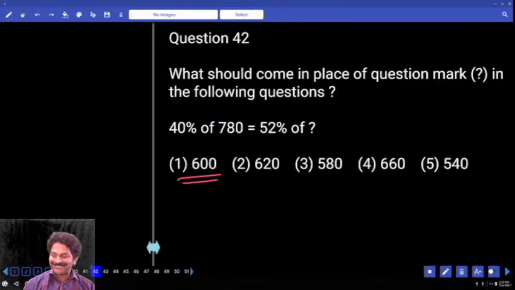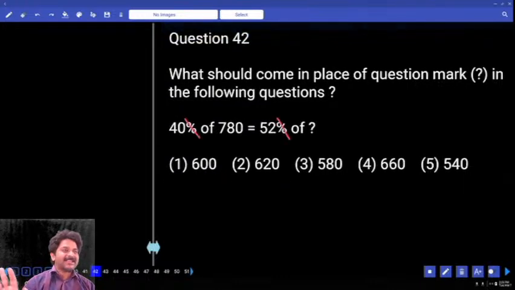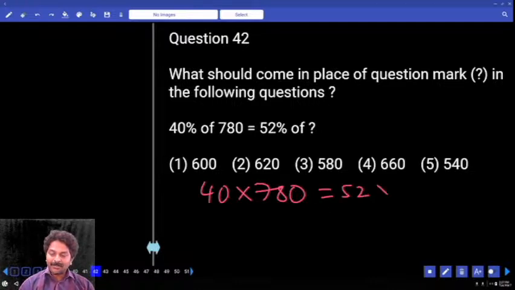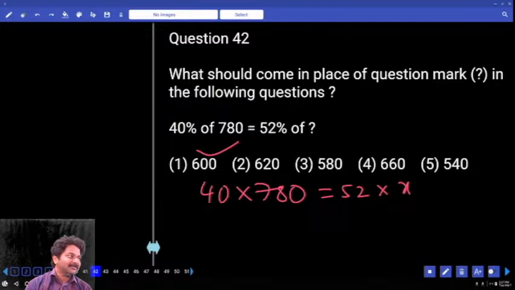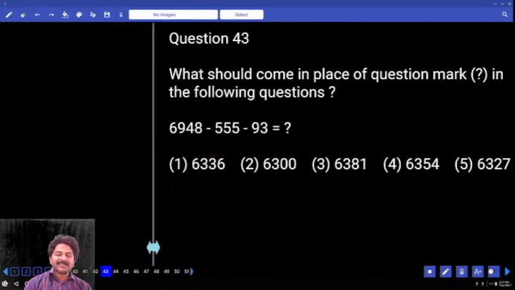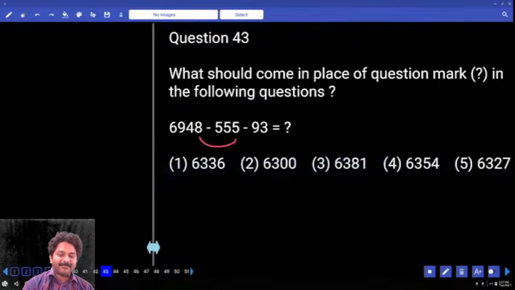Percentage cancel. 40 into 780 must be equal to 52 into x only. Come on. So, x value. Left hand side, how many zeros are there? Right hand side, do you have any zeros? Then x must be having 2 zeros. There is only one. Come on. Simple. Observe last digits in options, all are different. LD is sufficient. Last digit 8 minus 5, 3 minus 3, only one.